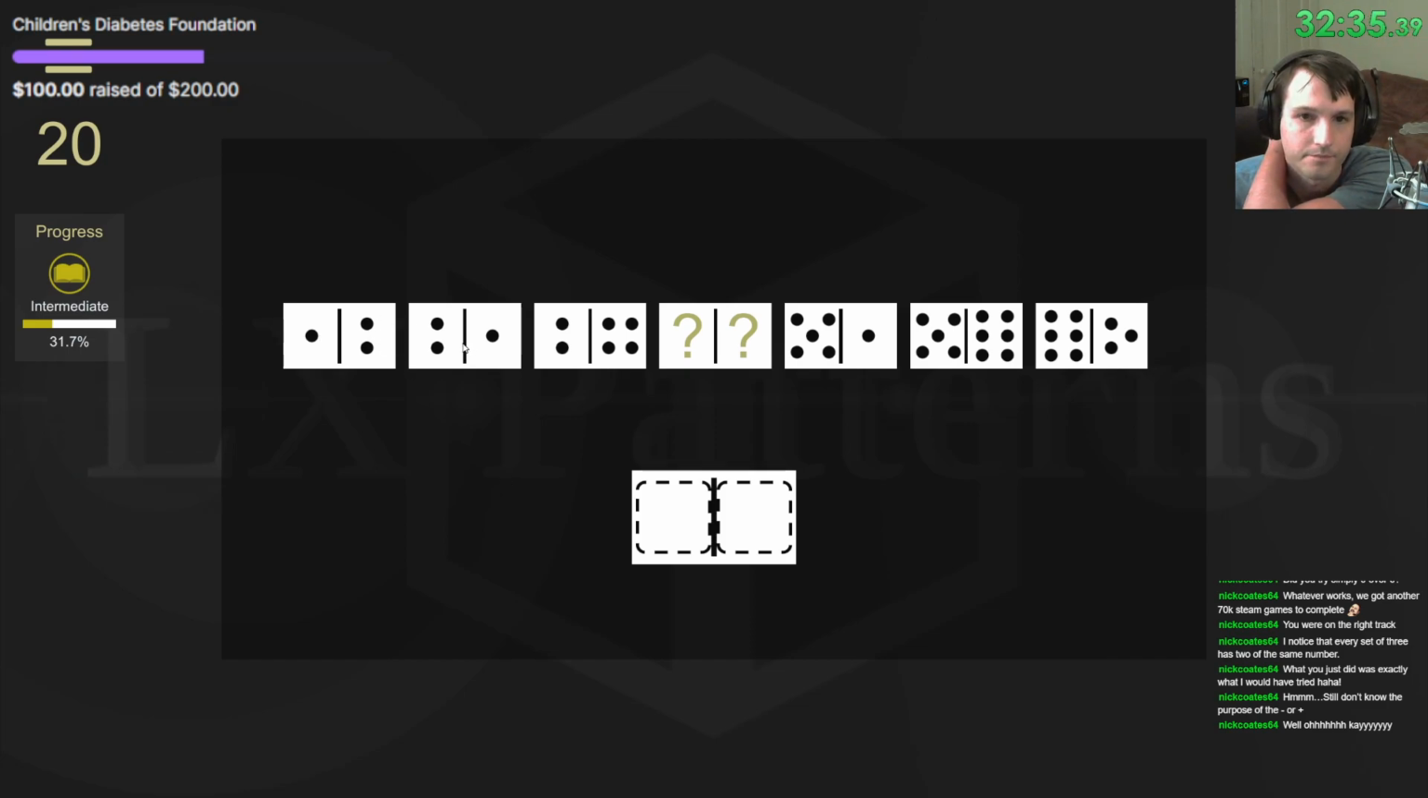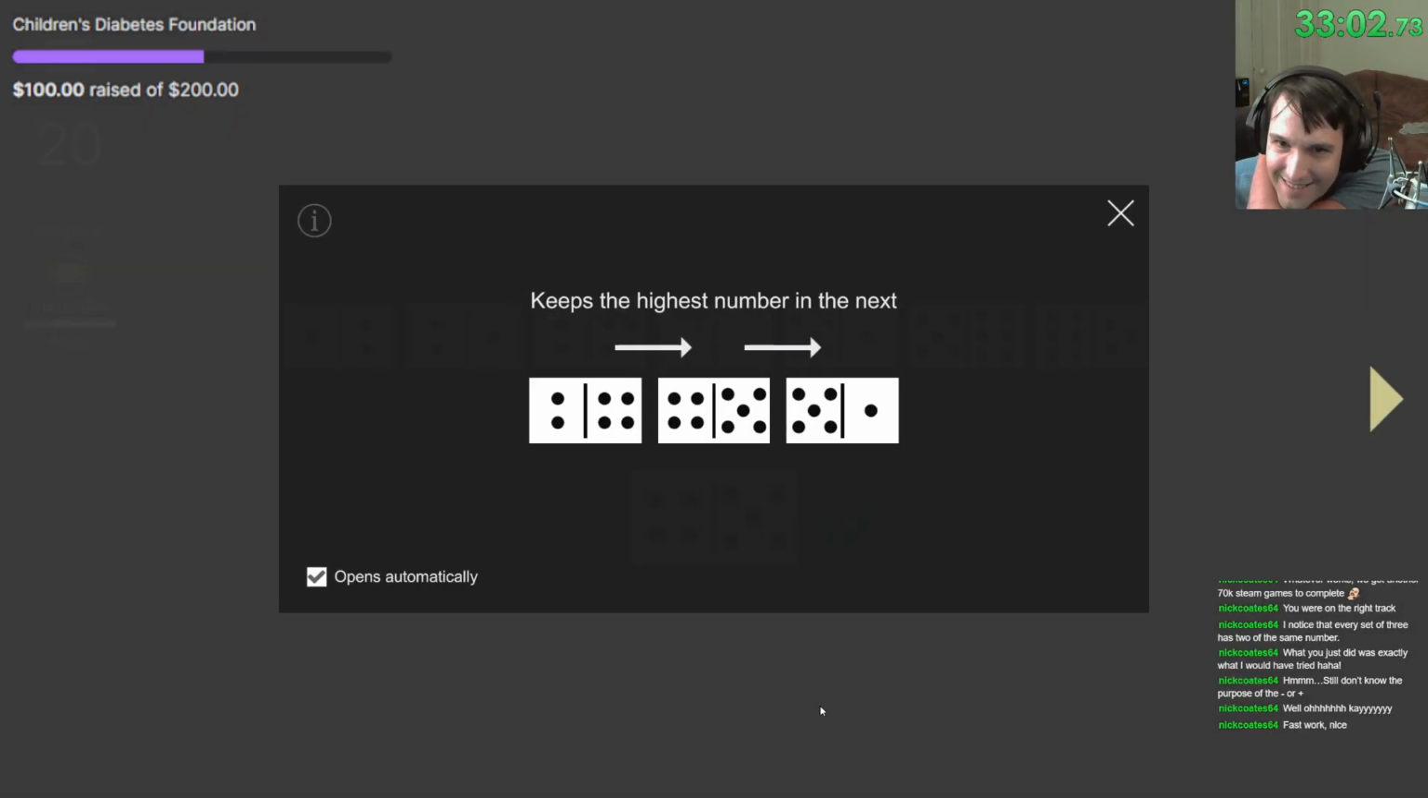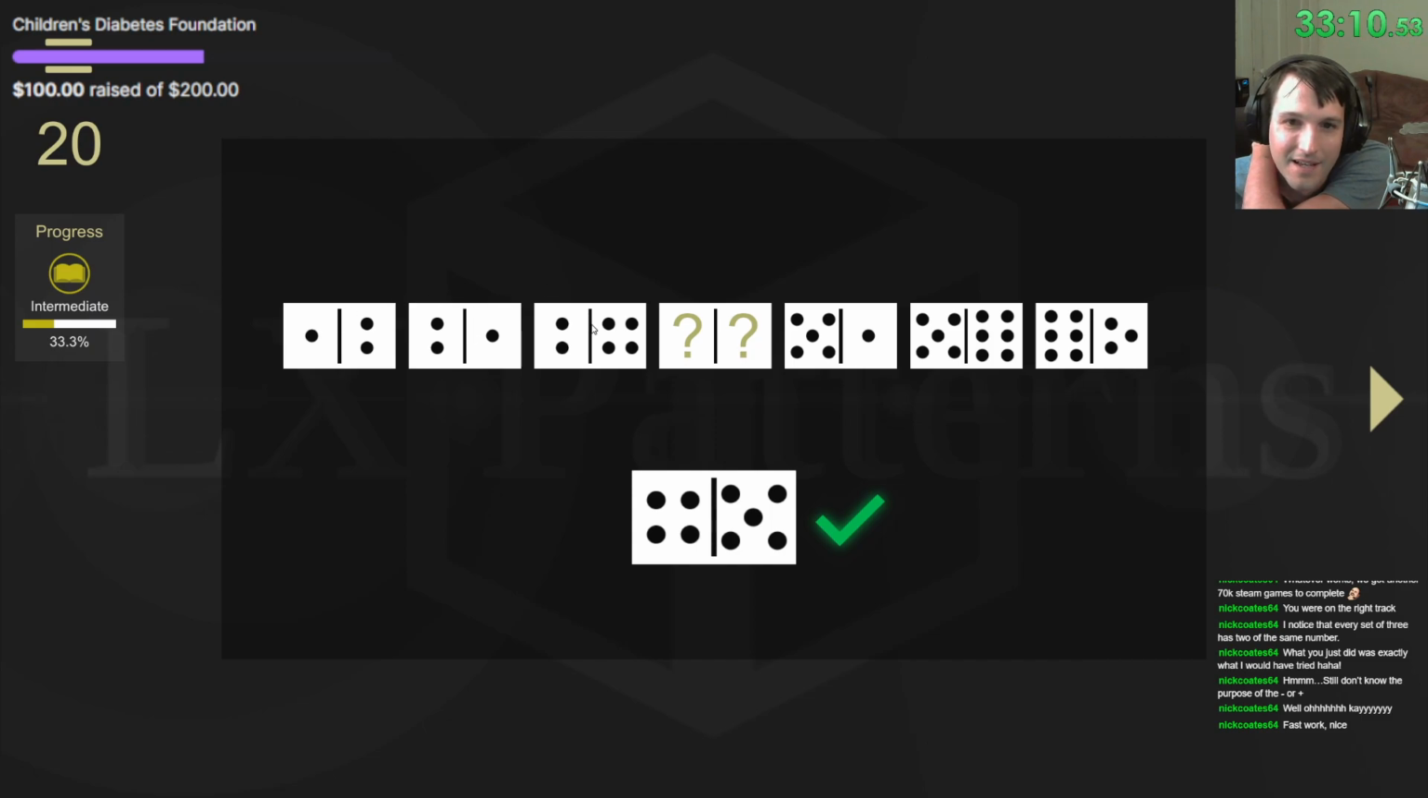All right, domino flips. Dominoes. So there's 6, okay. So is it a... Because we got 1, 2... It's obviously not a 4 and a 5. That'd be just too simple. What? Keeps the highest number in the next. So the highest number is 2, but then the highest number is 4. So it's irrelevant. You can completely erase these and completely erase these and solve this one. And it just so happens that it follows domino rules. Just simple. All right.